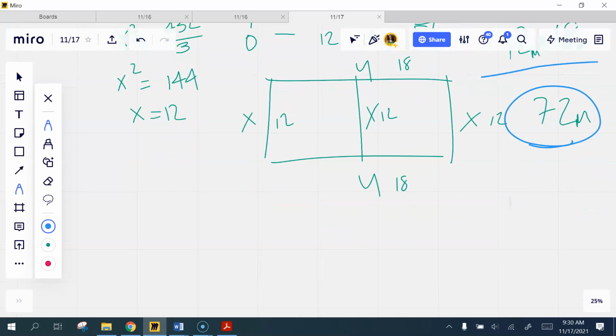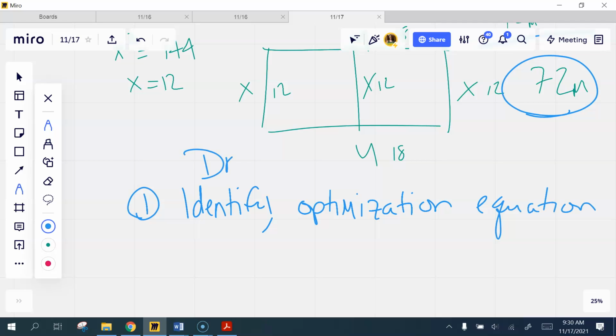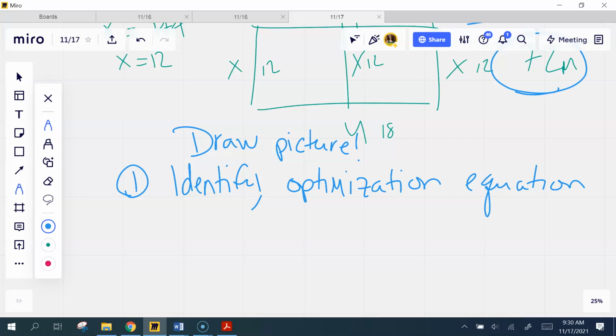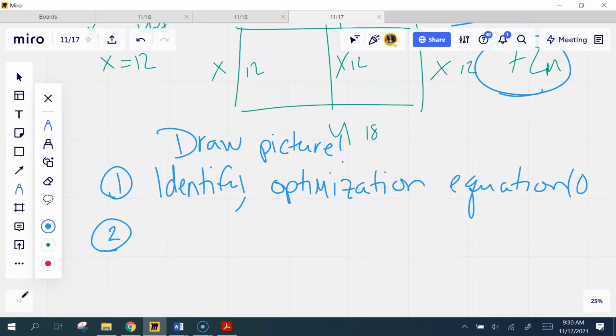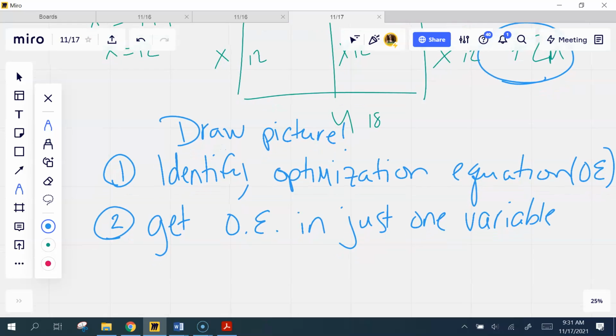So you asked for a step-by-step. This is what Josie's asking. When you optimize, the very first thing you need to do is identify the optimization equation. That's always the first thing I do. Prior to the problem starting, always draw a picture if you can. I know it sounds silly, but it always helps. So identify the optimization equation, which I'll call OE, and get it in just one variable. This is where you have to look for some other equation that will define those variables for you.